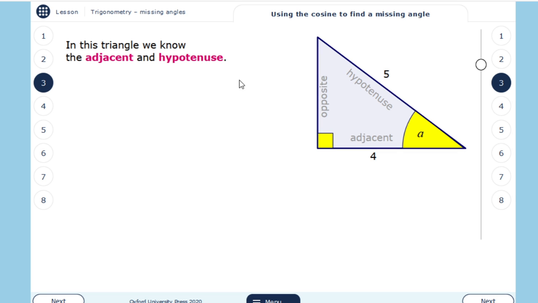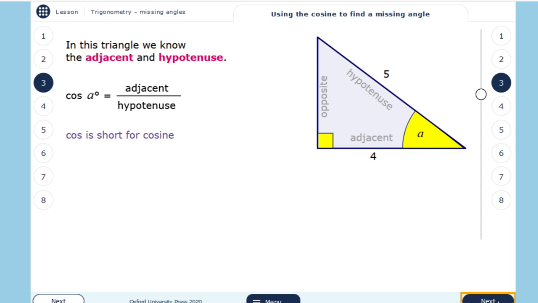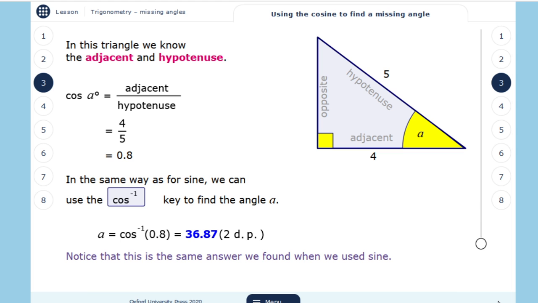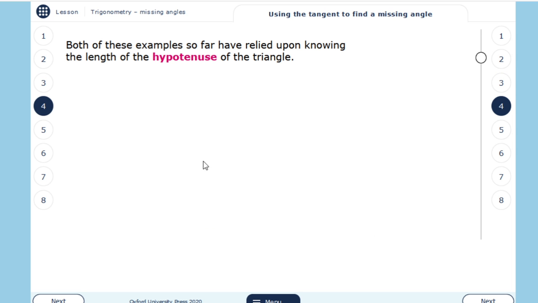Now, in this triangle, we know the adjacent and the hypotenuse. So, again, cos A is 4 over 5, which is 0.8. Same way, with the inverse now of cos, I can find the angle, which is 36.87. Notice that this is the same answer we found when we used the sine.